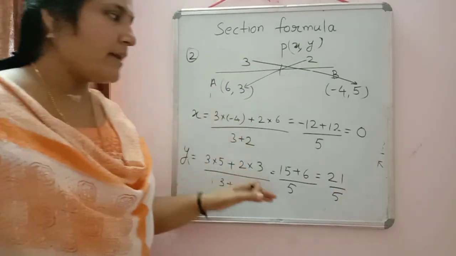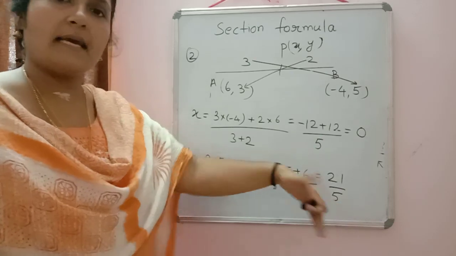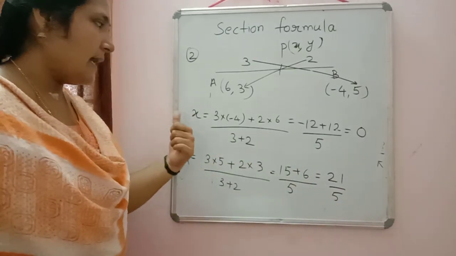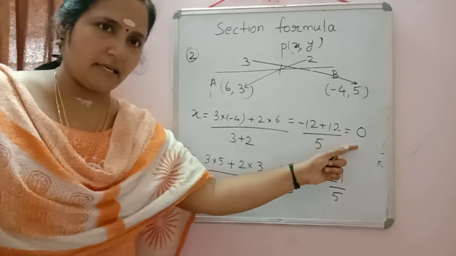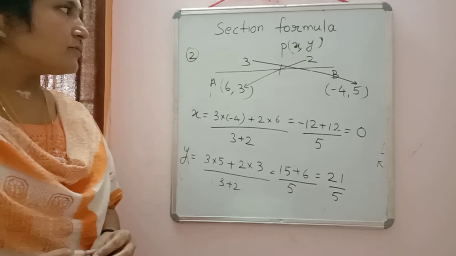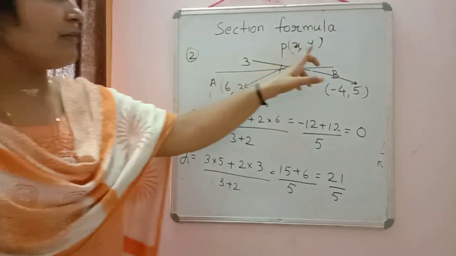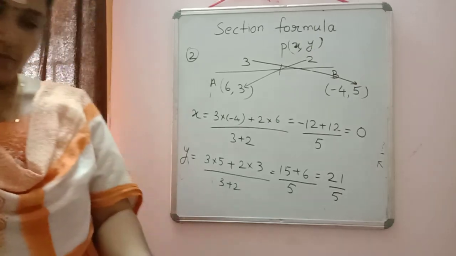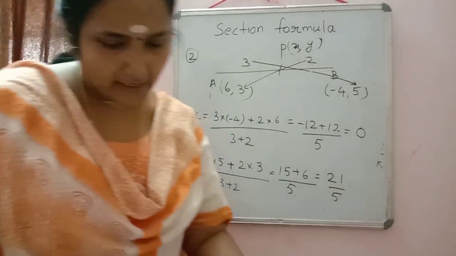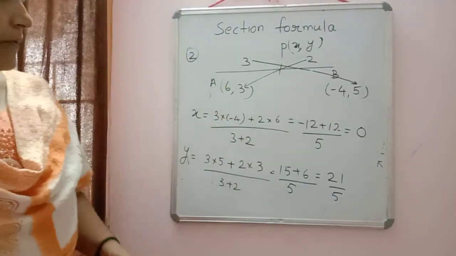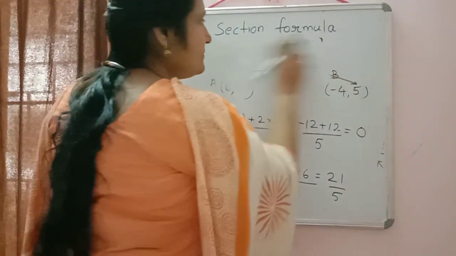The x coordinate and y coordinate can come in fraction. It can come negative. No problem there. So we got the value. Write down the answer: x is equal to 0, y is equal to 21 by 5. So I hope how to get the coordinate of x comma y is clear to you. So moving on to the next question.